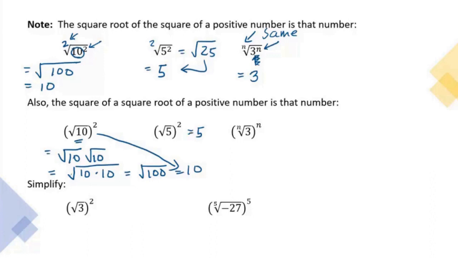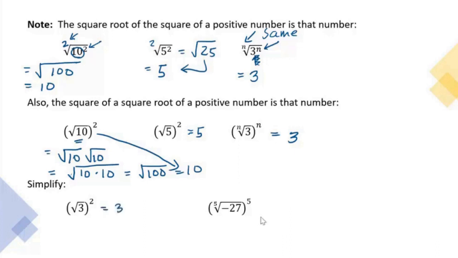And of course, the nth root of 3, all raised to the power of n, is also 3. So we don't need to know what the order and the exponent are. They can be variables. In action, what is the square root of 3 squared? Of course, it's just 3.